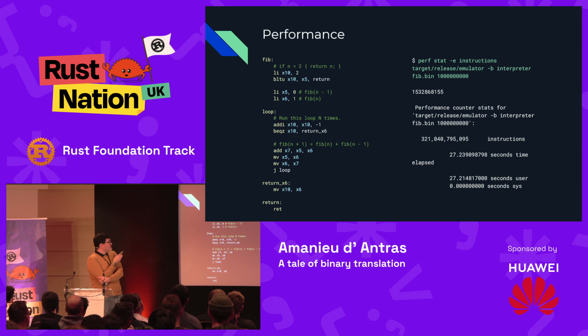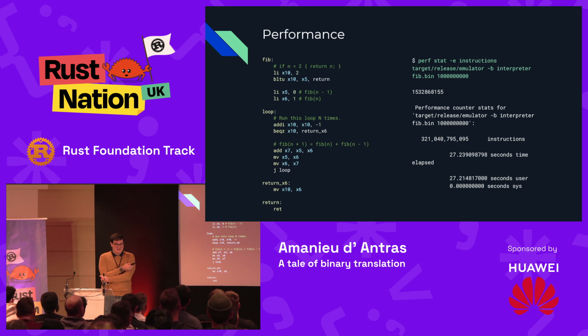However, on my machine, using the perf tool, we can see that 321 billion x86 instructions are executed. That's about 50 x86 instructions for each RISC-V instruction. That's terrible. And the main reason for this is that every time we're executing a RISC-V instruction, we have to run the decoding process all over again.